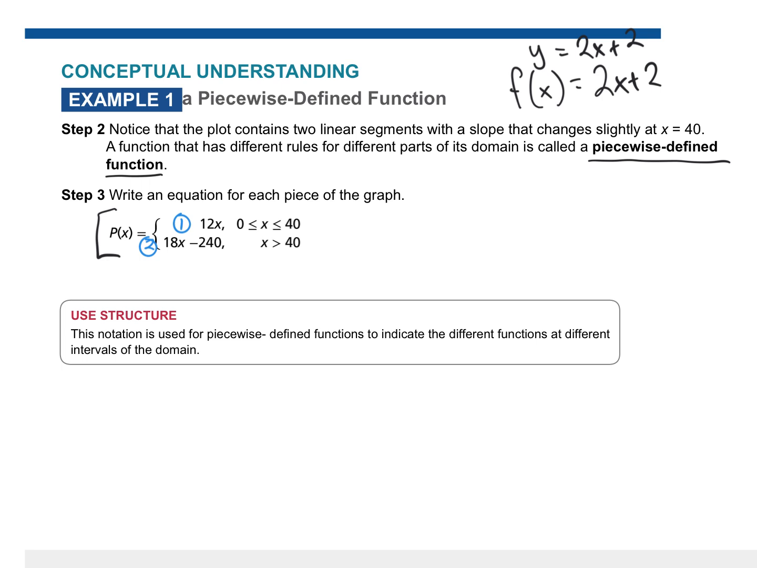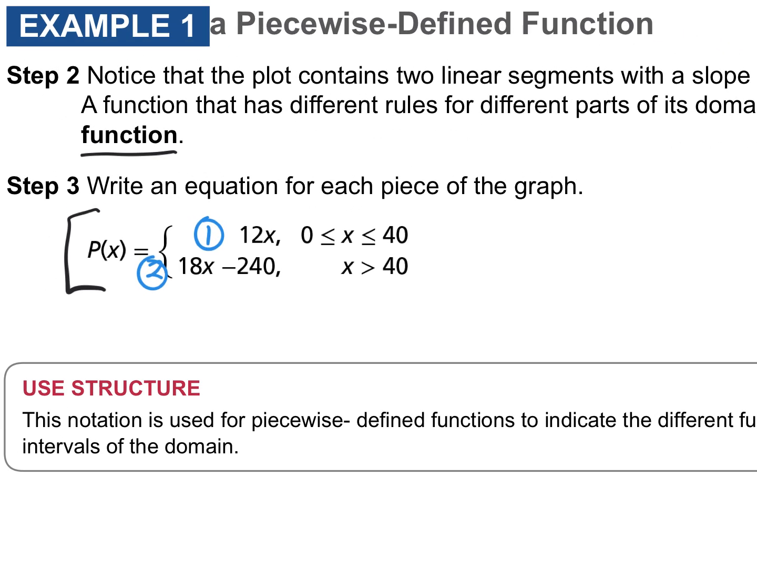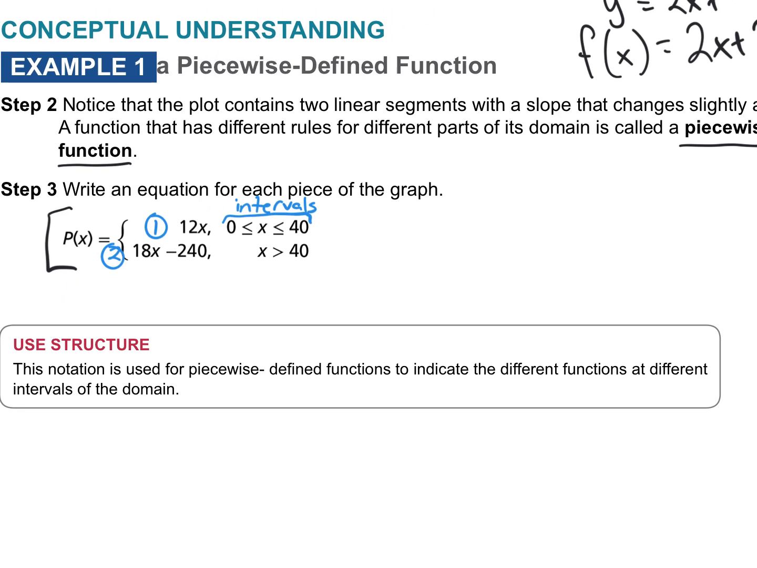Do we know what these right here are called? Functions. Nope, these are our functions. Over here, these are called our intervals. So we have our 2 functions, and then we have our intervals. Let's talk about what those intervals mean.